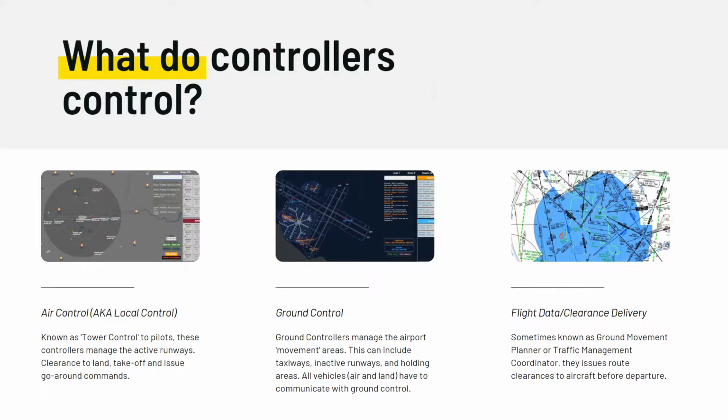Air control, also known as local control or tower control, manages the active runway or runways. For a landing plane, they're responsible right up until they turn off of the runway. For departing airliners, once airborne, the tower will instruct the pilot to contact the local air route traffic control center. Shortly, I'll show you exactly what this looks like.